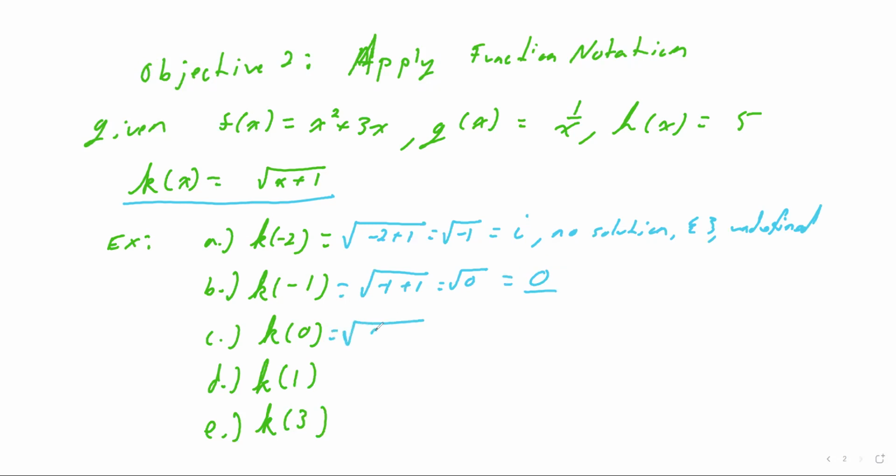Then you could have the square root of 0 plus 1, which is just the square root of 1, which would give you 1. Then you could have 1 plus 1, which is the square root of 2, and you would just leave it like that. Then you could have 3 plus 1, which is the square root of 4, which gives you 2. All right, so that's all you would do is literally figure out which equation you have, plug it in, and then just evaluate.